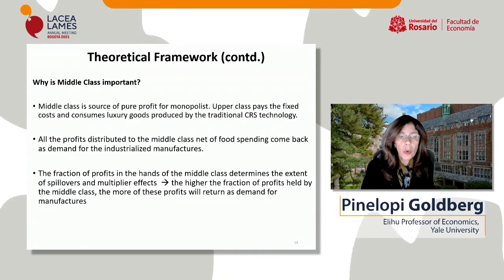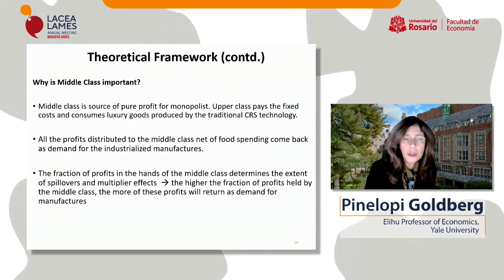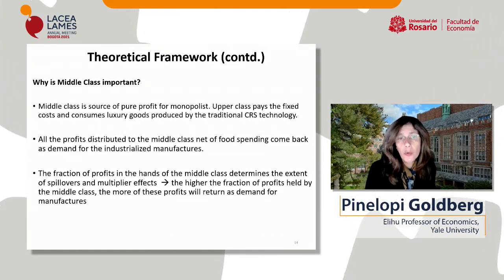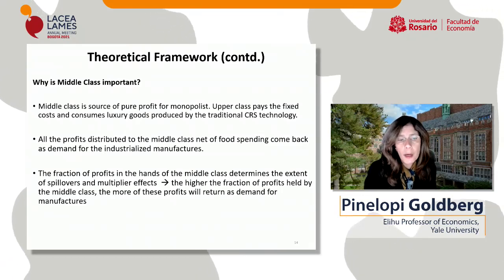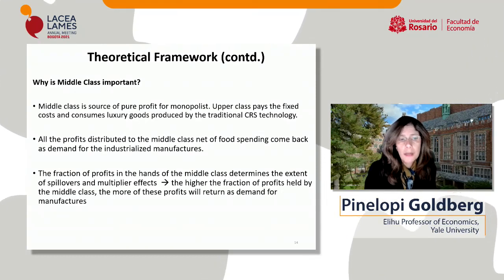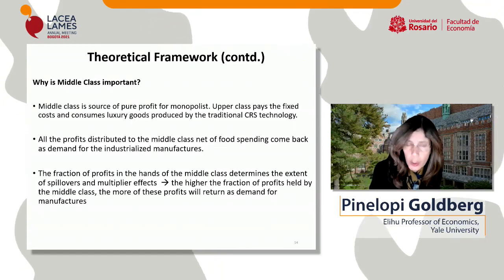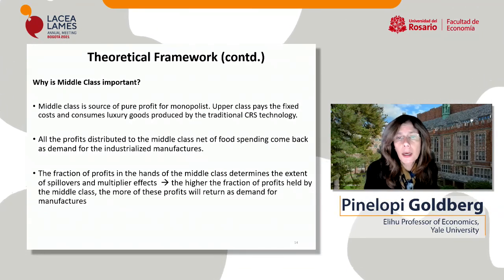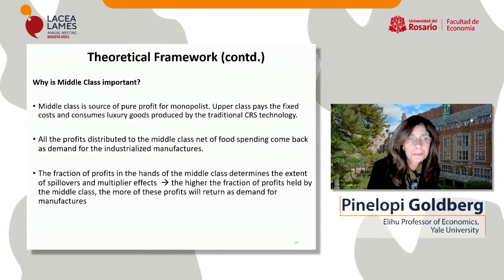So the larger the middle class, the more profits are distributed to the middle class, the higher is the fraction of these profits that comes back as consumption in this economy. So the fraction of profits in the hands of the middle class determines, in other words, the extent of spillovers and multiplier effects in this country. So it sets off a virtuous process through which the middle class aids development.